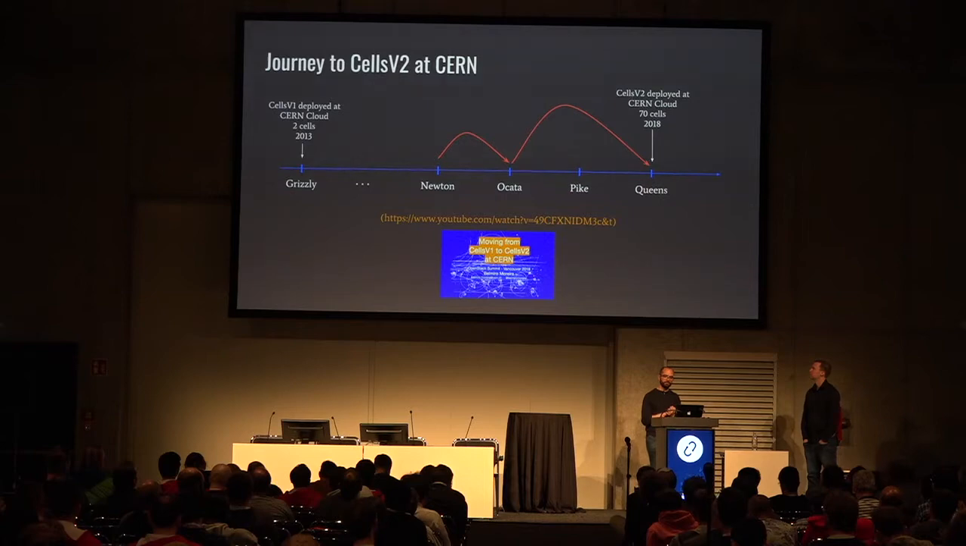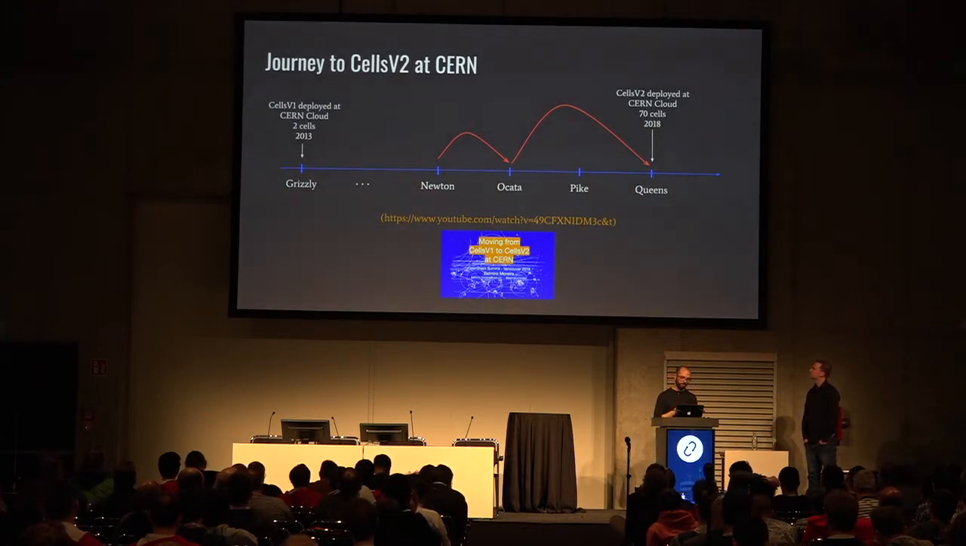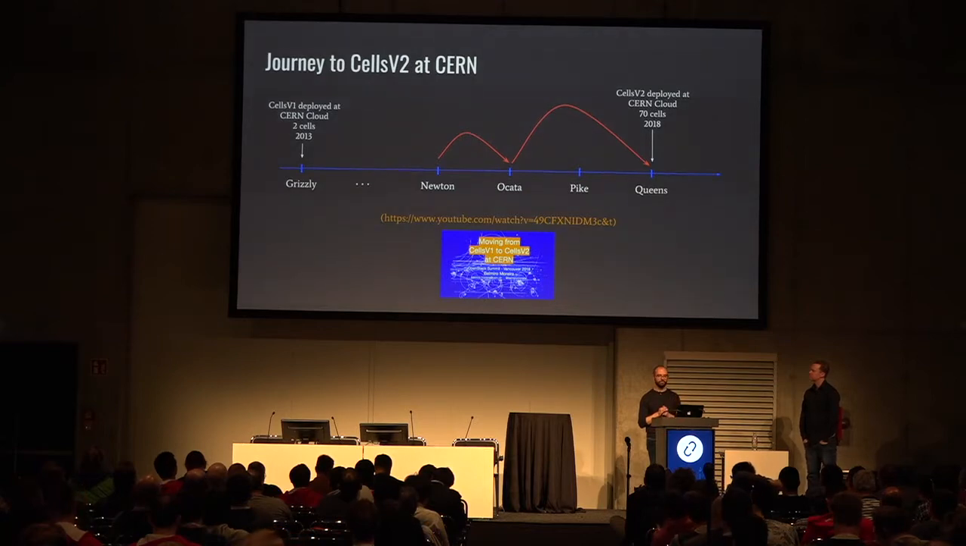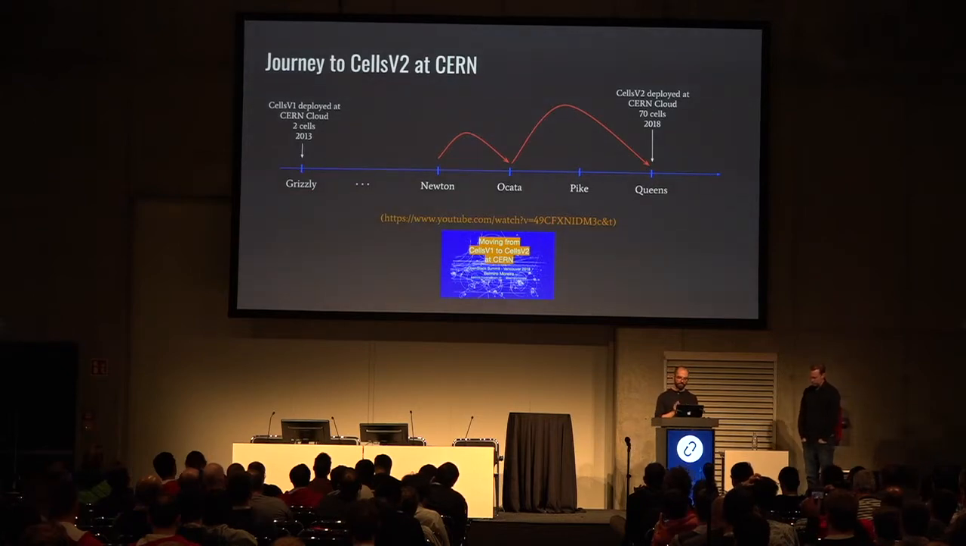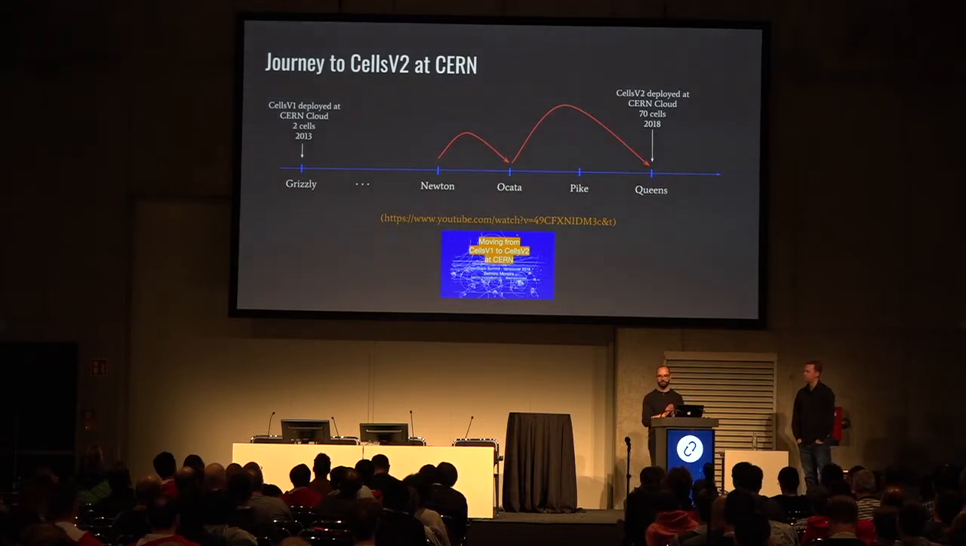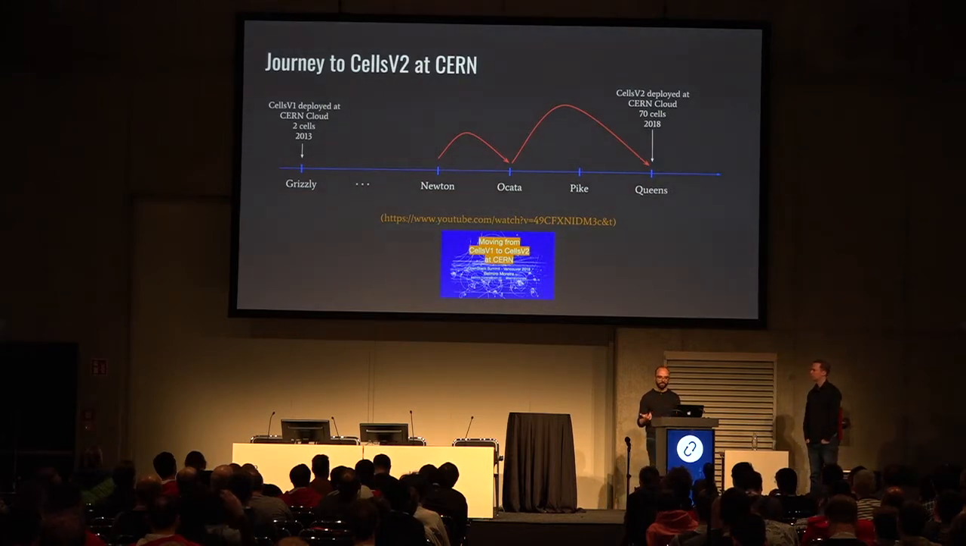So our journey to CellsV2: we started in 2013, only two cells at the time, a few hundred nodes. We upgraded in all releases between Grizzly and Newton, and at Newton, we started thinking about what we really need to upgrade to CellsV2. Pike was the first release that allowed multi-cell deployment with CellsV2. So at that time, we did a lot of work to upgrade to Pike, and then after a few weeks, we upgraded to Queens with CellsV2.